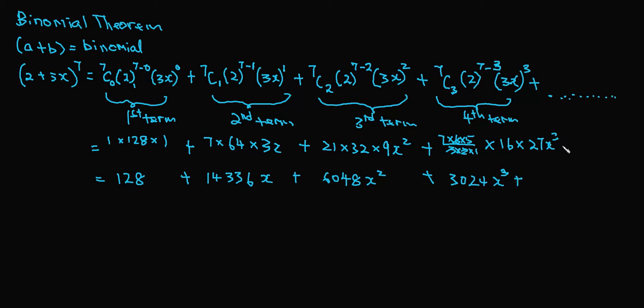Here, definitely you must put plus dot dot dot, because there are still many terms. The next term will be x to the power of 4, followed by x to the power of 5, followed by x to the power of 6, until x to the power of 7. Obviously, with 3x multiplied 7 times, you will end up with x to the power of 7, which is the maximum. So you must put dot, dot, dot. That's how you get it, using the binomial theorem.